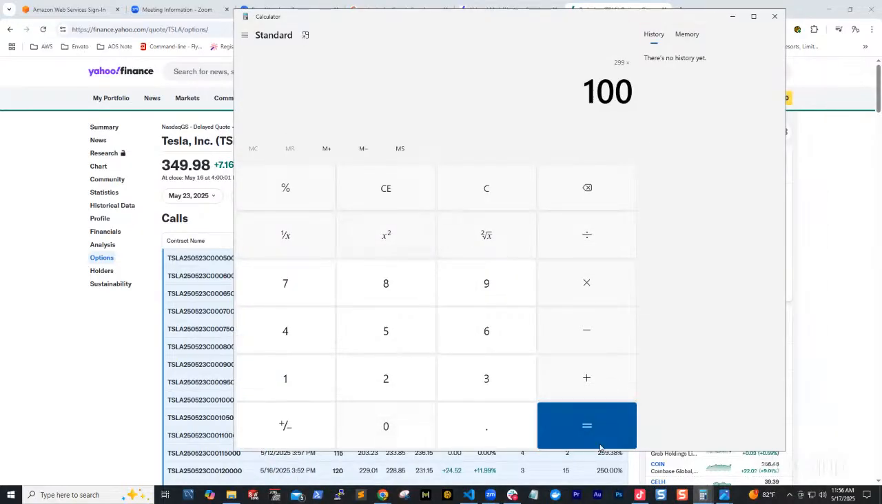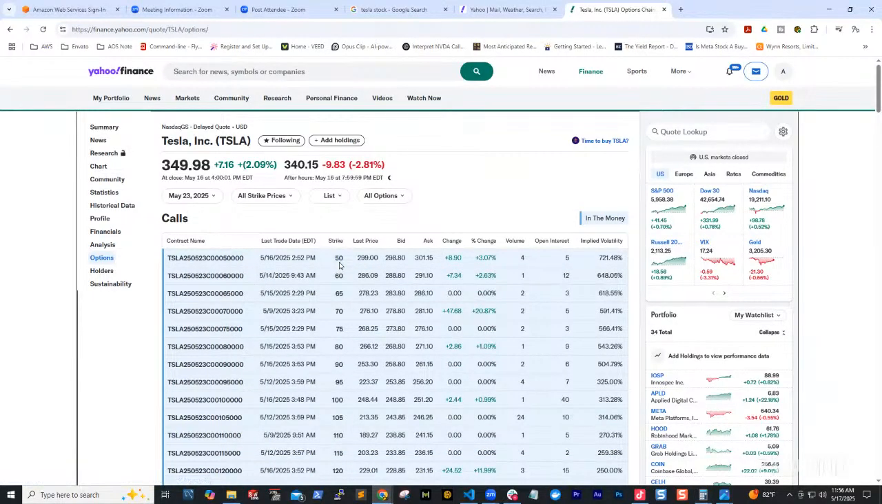299 times 100. This is how much you are going to pay for one contract. You understand? So that's why you see that $50 price is not cheap, because Tesla is already past $50.